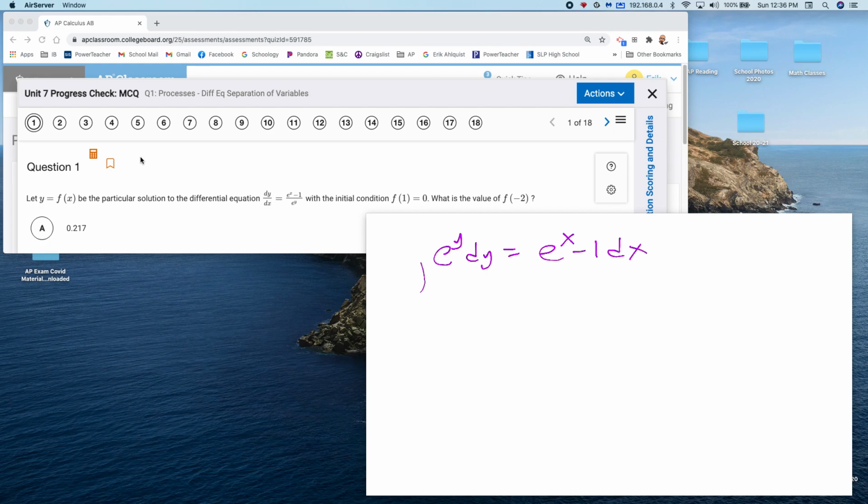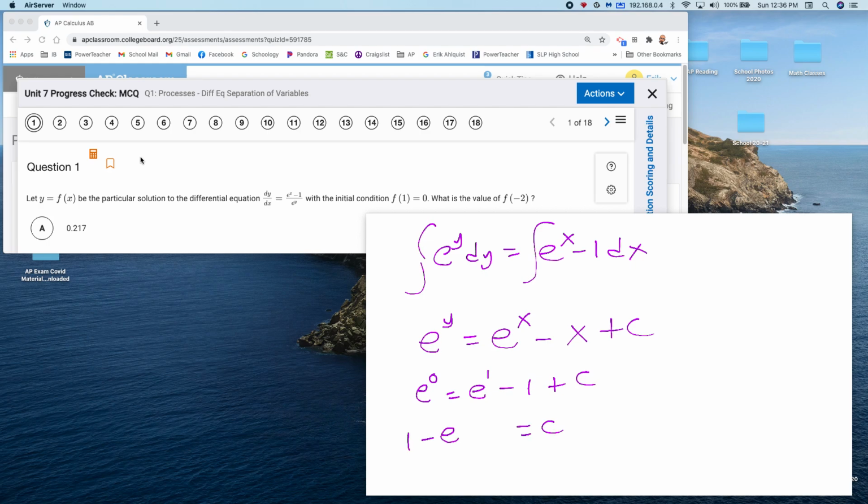So if you integrate the left side and you integrate the right side, this side is e to the y, the other side is e to the x minus x plus c. And now we use the point (0, 1). So we've got e to the 0 is equal to e to the first minus 1 plus c. So c is equal to 1 minus e to the first. So there's c. And that's because e to the 0 is just 1.